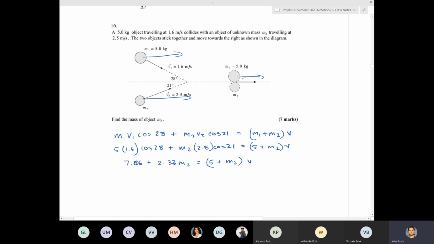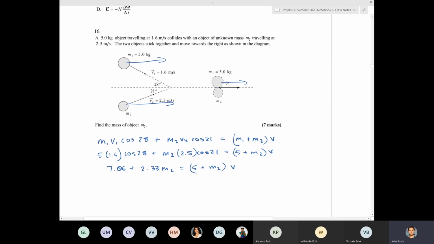And so I have two unknowns here. And so then I need to go to another equation, a different equation. Okay, and that equation is dealing with the original momentums in the y direction. Okay, so now in the y direction, I have 5 times 1.6 times sine 28, which is going down, plus m2 times 2.5 times sine 21 equals 0. Okay, because there is no momentum there.